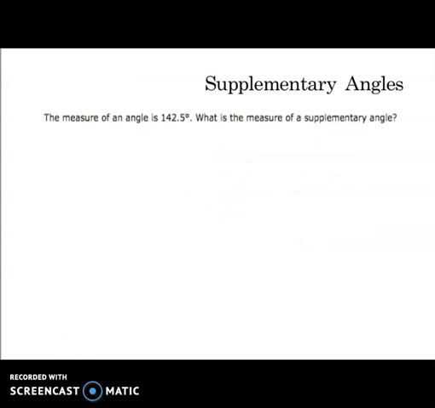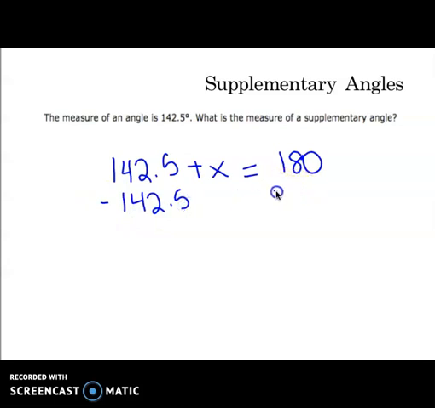So now we have angles and their supplements, or angles and their complements. In this case, they're supplementary angles. The measure of the first angle is 142 and 5/10. We need to find the measure of the supplement. So because they're supplementary, by definition, they're equal to 180 degrees. So I just set up my equation and I solve. 180 minus 142 and 5/10 gives me the supplementary angle to be 37 and 5/10 degrees.